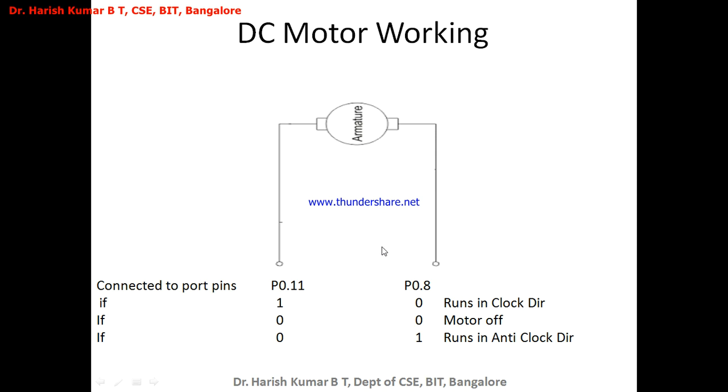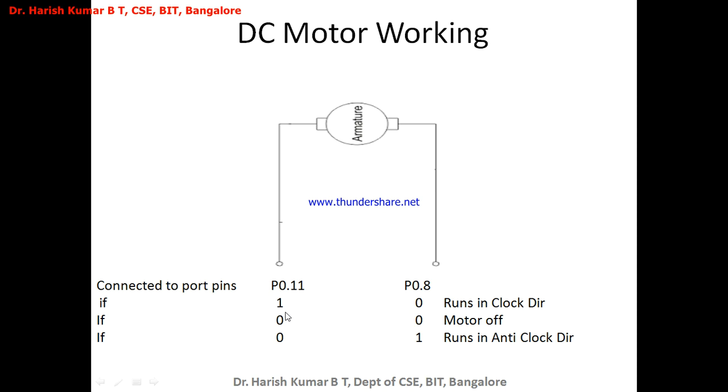Now I want to make it rotate in the anti-clockwise direction. All of a sudden I cannot do it because it is running in the clockwise direction at 600 RPM. What I have to do is stop the motor first, and then change my input to the port pins. Now how to make the motor stop? Just make this 0 and this also 0. Port pin 0.11 as 0, port pin 0.8 also as 0. The motor goes off because there is no potential difference.